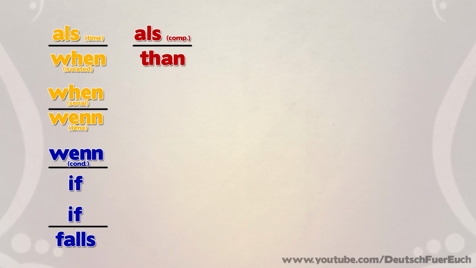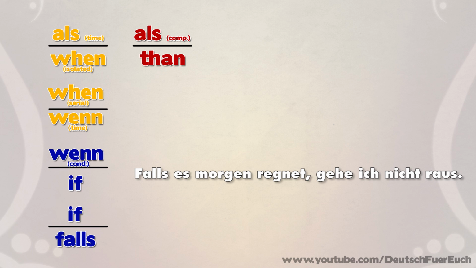That means that, as is with conditional 1, falls can only be used for things that are both possible and also within the realm of reason. So things like if there's going to be rain tomorrow, I'm not going outside. So in German that would be, falls es morgen regnet, if it rains tomorrow, gehe ich nicht raus.